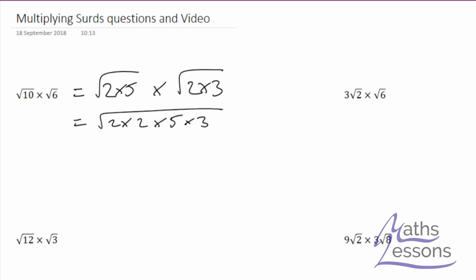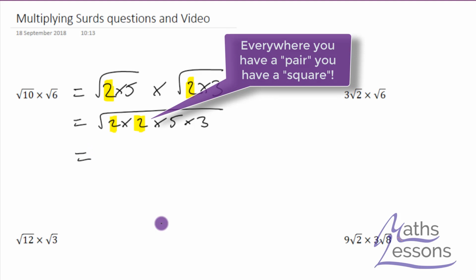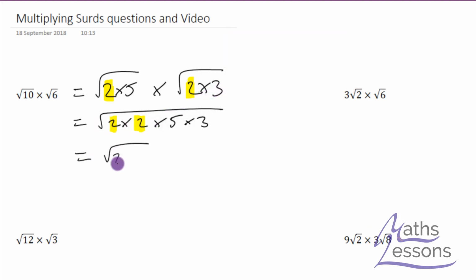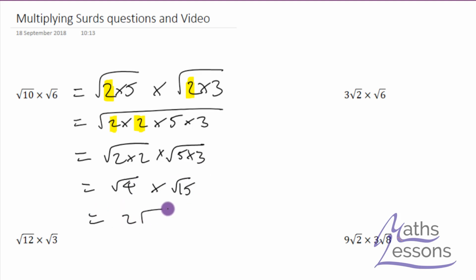and put the two 2's together. So I've taken those two 2's and I've put them together, because everywhere we have a pair of numbers multiplied together we have a square, don't we? So root 2 times 2 is the same as the square root of 4, and we've got 5 times 3, so we've got the square root of 4 times the square root of 5 times 3, which is 15. We can simplify the 4 to give us just 2. We can't simplify the 5 times 3, the 15, because we haven't got a pair. So this is our simplest answer.